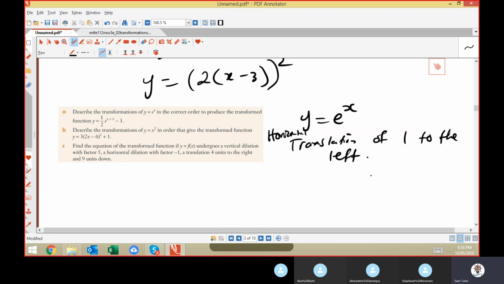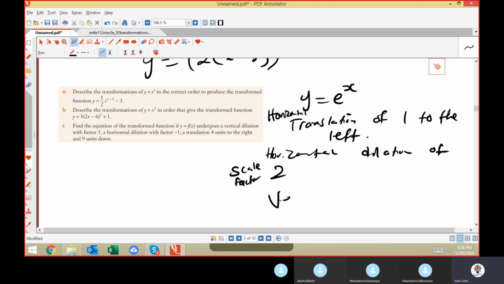Do you guys agree with that? Sorry, not to the left. Yeah, horizontal translation of 1 to the left is x plus 1. Yep. You guys agree with that? Yep. Then it's a horizontal dilation of scale factor 2. Again, do we agree with that? Maybe we disagree.